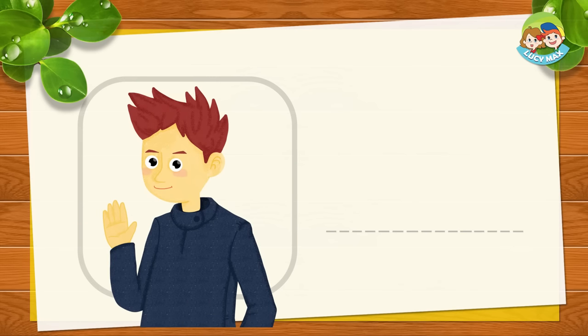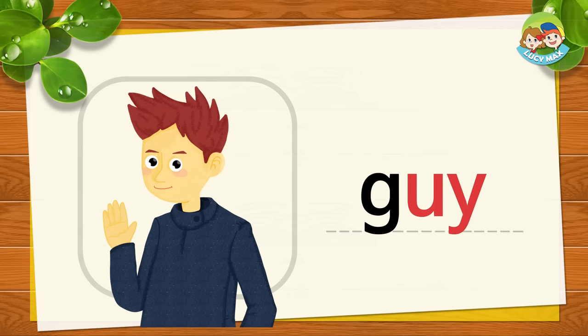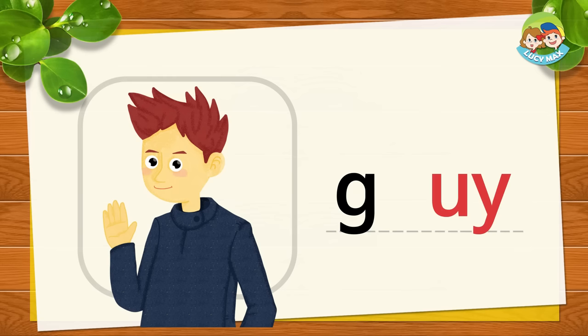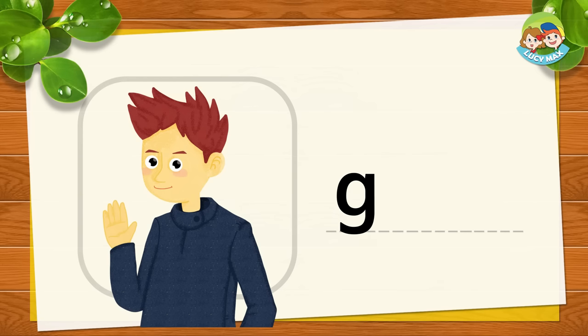The man in the picture is a guy. G and I together is guy. G, I, guy. Now you try.